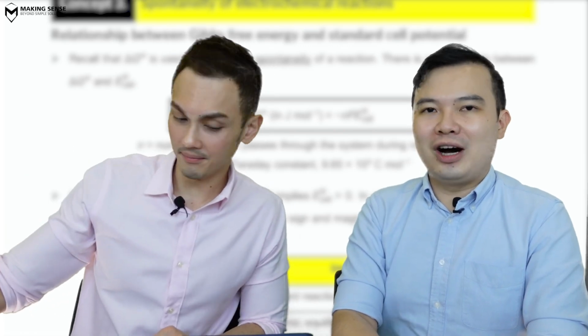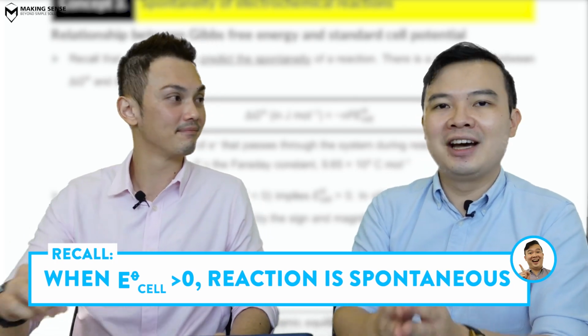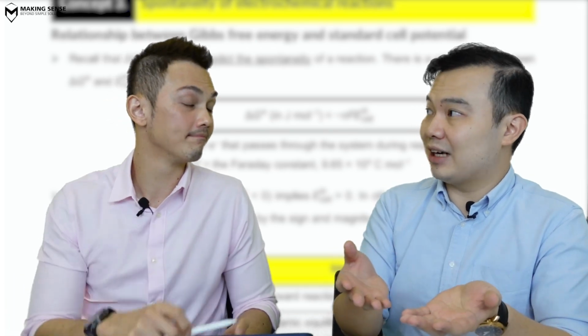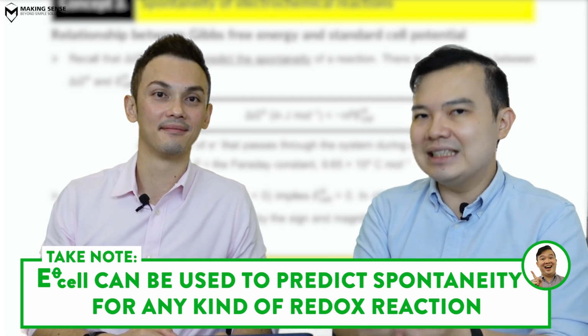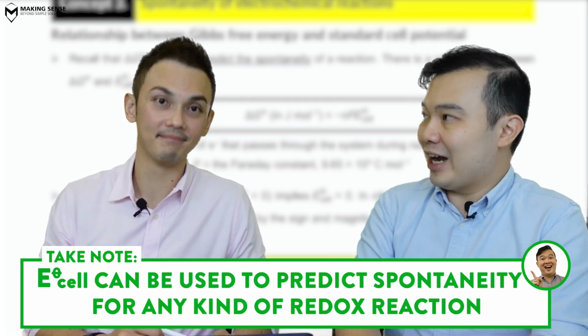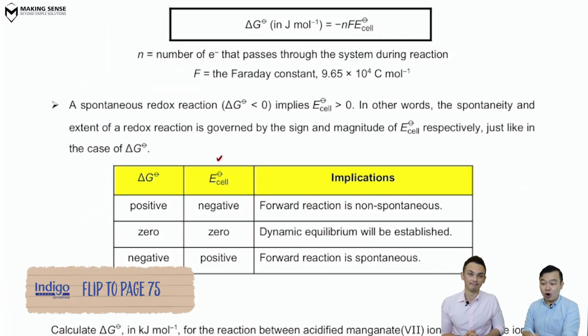So last week we were looking at this very important idea of E-cell. If it's positive, it is going to be a spontaneous reaction. And of course, we understood that this cannot be done only just for an electrochemical cell. Now, it turns out for any kind of redox reactions, you can actually use E-cell to predict the spontaneity of the reaction. So once again, positive means that it's going to be spontaneous, and if it's negative, it's going to be non-spontaneous. Okay, so this was something that we saw under this particular column over here.